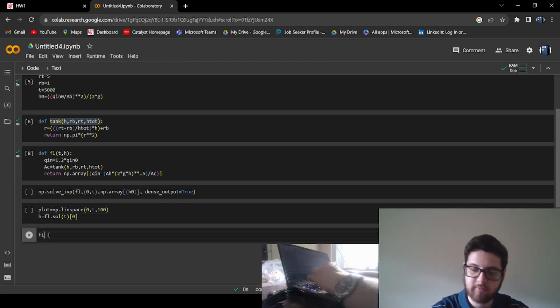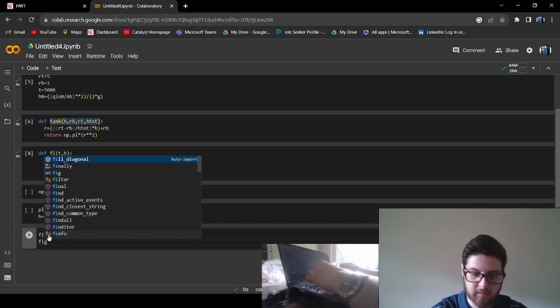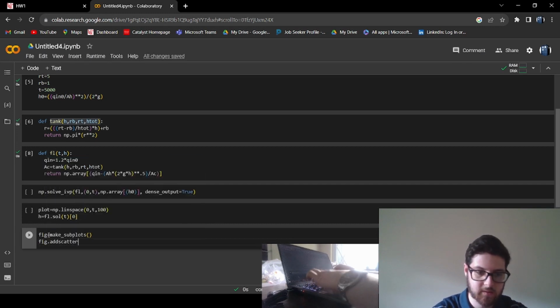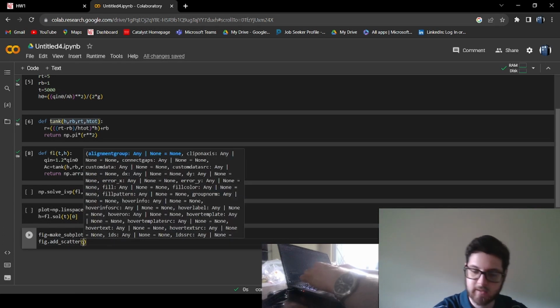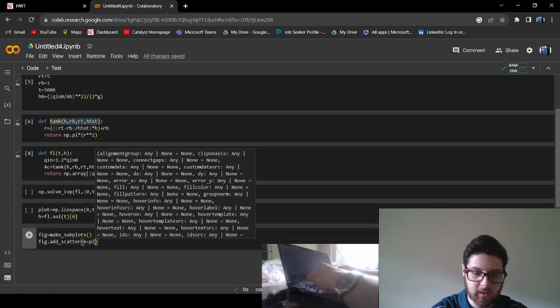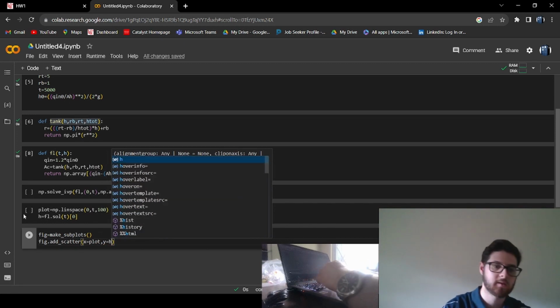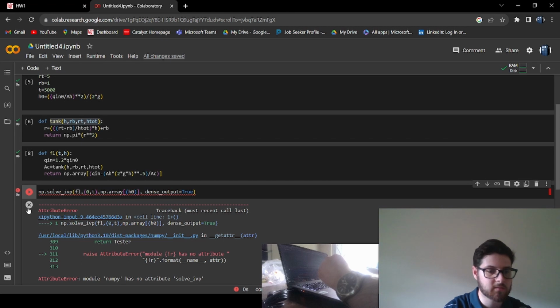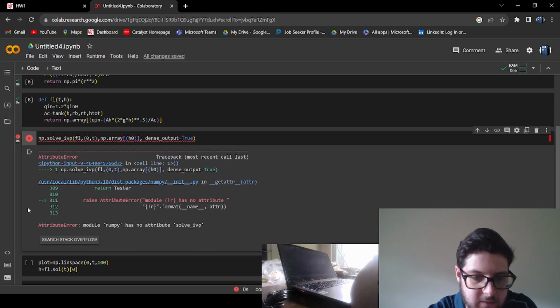Okay, figure is equal to make subplots, and then fig add scatter. And we want x to be this plot and y just simply equal to the height. Now let's see the fruits of my labor. This, of course it's broken. Why would it work on the first try? You mean numpy has no attribute to solve IVP?